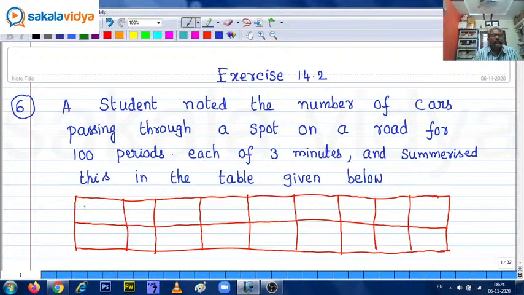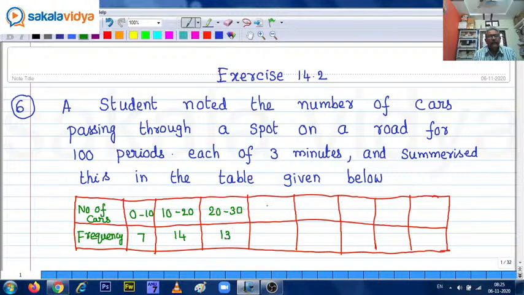Number of cars, frequency. 0 to 10 is 7, 10 to 20 is 14, 20 to 30 is 13, 30 to 40 is 12, 40 to 50 is 20, 50 to 60 is 11, 60 to 70 is 15, 70 to 80 is 8.